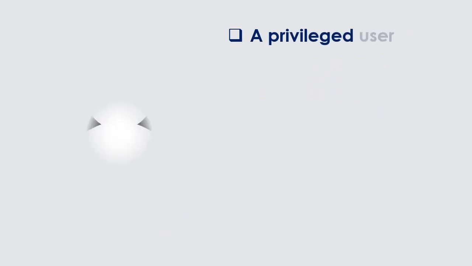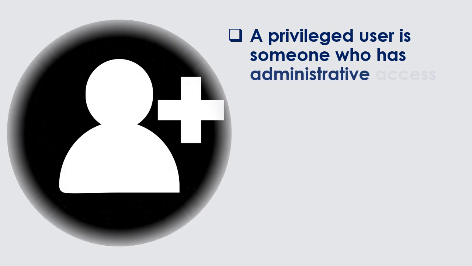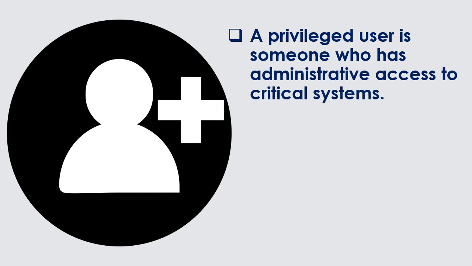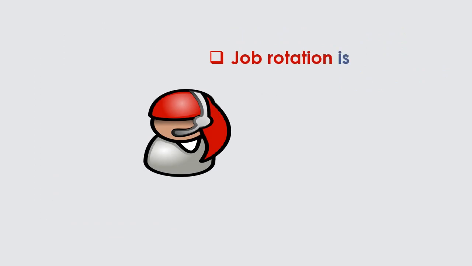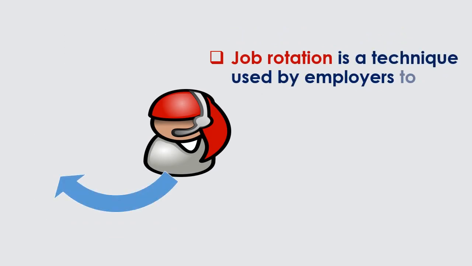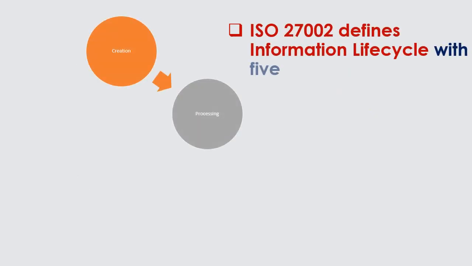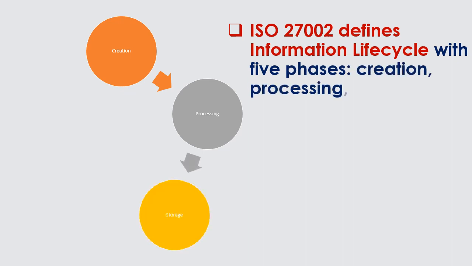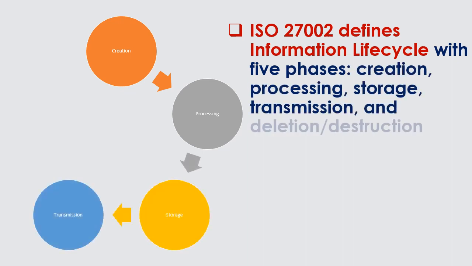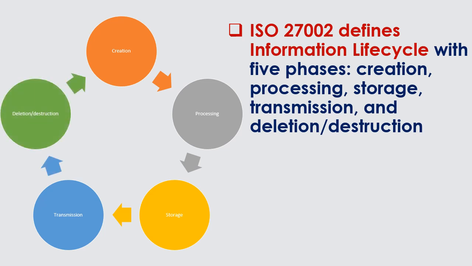A privileged user is someone who has administrative access to critical systems. For example, anyone who can set up and delete user accounts and roles on your Oracle database is a privileged user. Job rotation is a technique used by employers to rotate their employees' assigned jobs throughout their employment. ISO 27002 defines the information lifecycle with 5 phases: creation, processing, storage, transmission, and deletion or destruction.